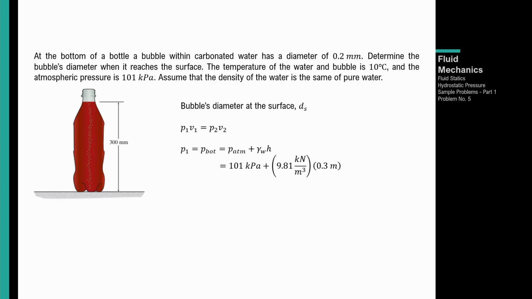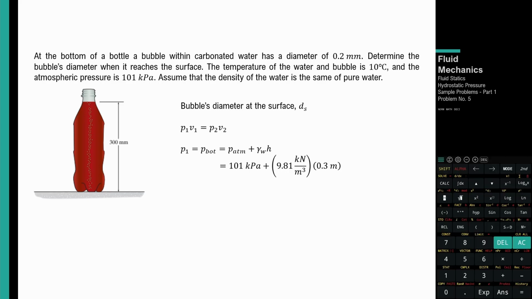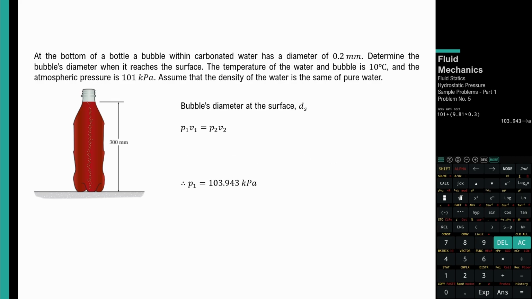So, given the atmospheric pressure of 101 kilopascals, and the unit weight of water, since the problem says the carbonated water has the same density as pure water, so assume 9.81 kilonewtons per cubic meter, multiplied by the depth from the free surface, which is 0.3 meters. So, 101 plus 9.81 times 0.3. Therefore, P1, store na lang sa A, is 103.943 kilopascals.